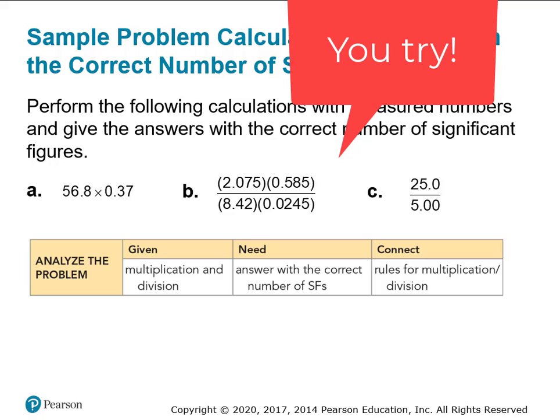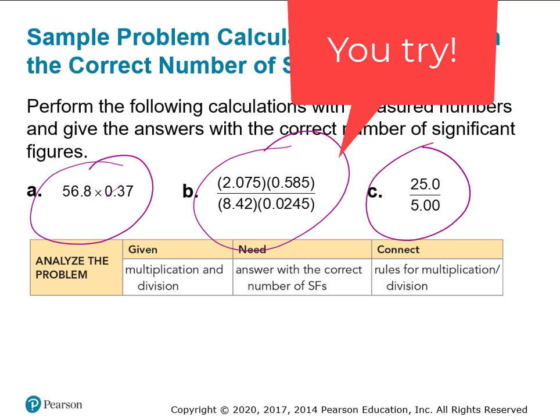Let's look at some sample problems. Perform these, see what your calculator tells you, and then write your answer with the correct number of significant figures. So pause the video here.